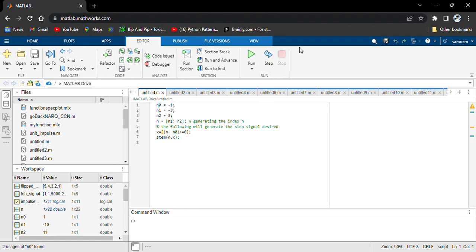Today I am going to perform lab number 2 of digital signal processing, and the main objective of this lab is signal representation. So first of all, in task number 1, we have entering the starting points and limits.